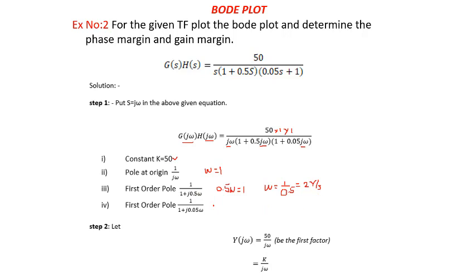Similarly, for this one we can write 0.05ω equal to 1, then ω equal to 1 divided by 0.05, so you get here 20 radians per sec.